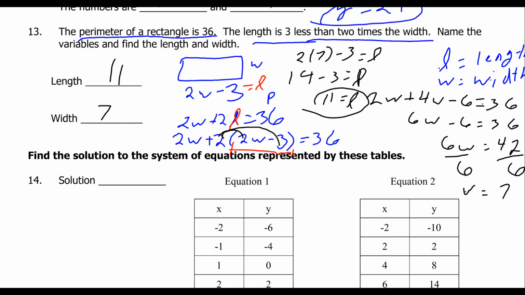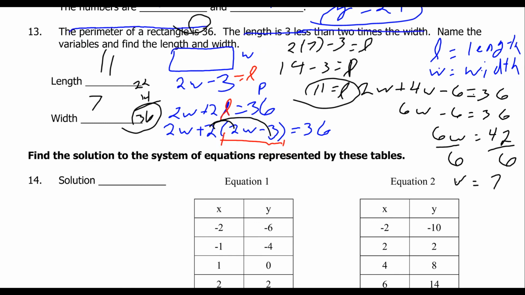Okay, now, what we want to double check is, does this actually equal 36 when we add it up? So, 11 times 2 is going to be 22. Okay, 7 times 2 is 14. So we got 22, and we got 14. Okay, that's 36. That's supposed to be the perimeter. It's right there. That means that we did this problem right and that we're good. Okay, now let's go ahead and move this along.